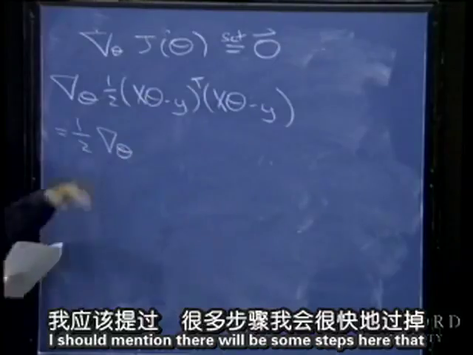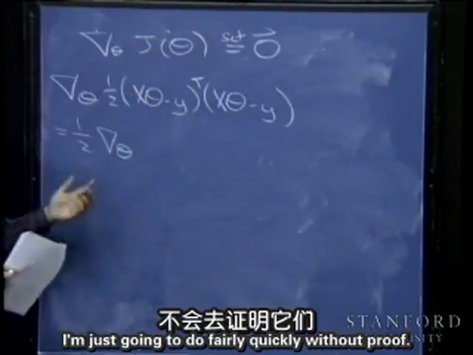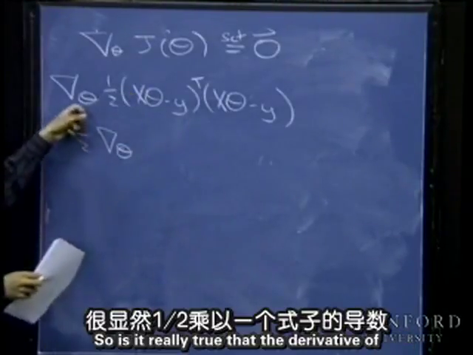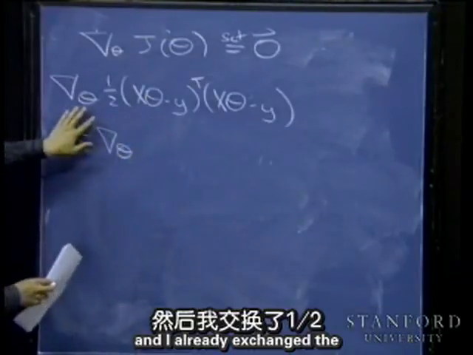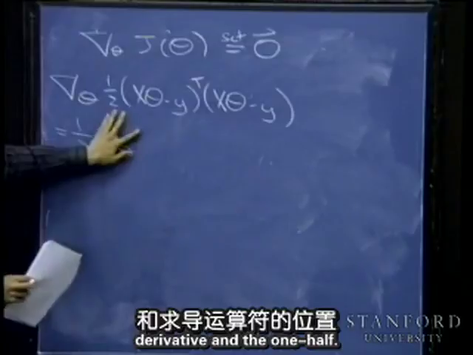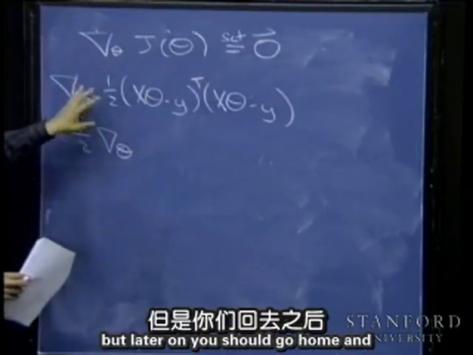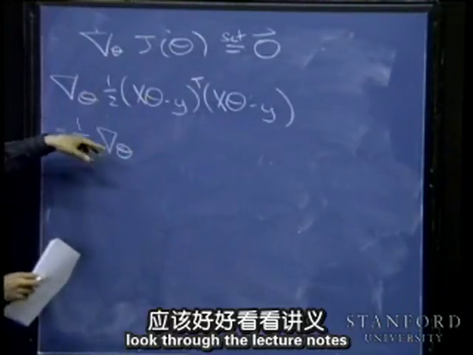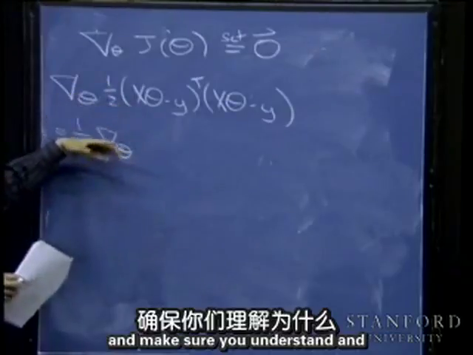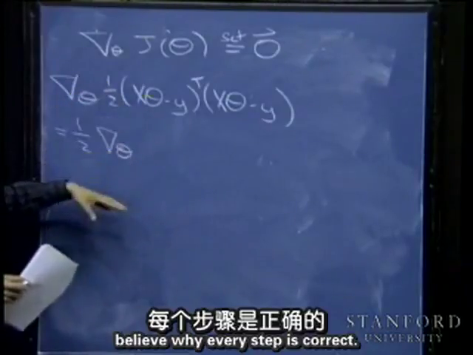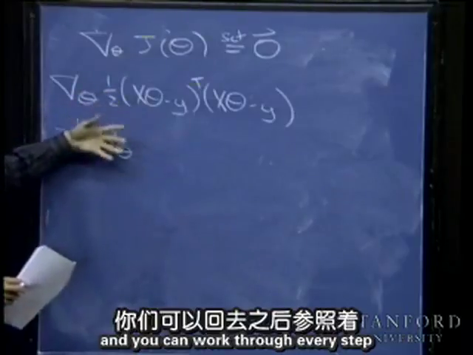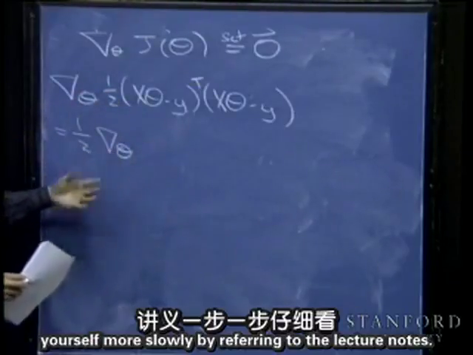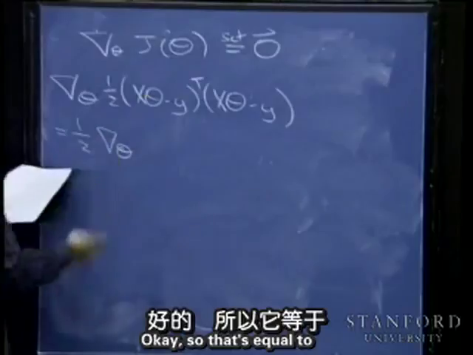I should mention there'll be some steps here that I'm just going to do fairly quickly without proof. So is it really true that the derivative of half of that is half of the derivative? Can I really exchange the derivative and the 1/2? It turns out the answer is yes, but later on you should go home and look through the lecture notes and make sure that you understand and believe why every step is correct. And I'm going to do things relatively quickly here, and you can work through every step yourself more slowly by referring to lecture notes. Okay?